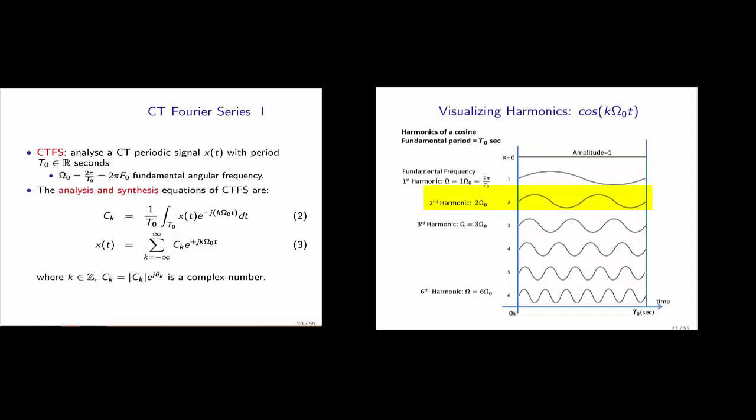What about 2 times omega naught? It means that I'm simply asking you to generate a sine wave or a cosine wave with 2 cycles per T naught seconds. So here, the figure shows that for this same period of T naught, I now have 2 cycles. For 3 omega naught, I'm asking you to generate a sine wave or a cosine wave with 3 cycles per T naught seconds, and so on and so forth. With that understanding of what are harmonics and the fundamental frequency, let us now reinterpret this equation.